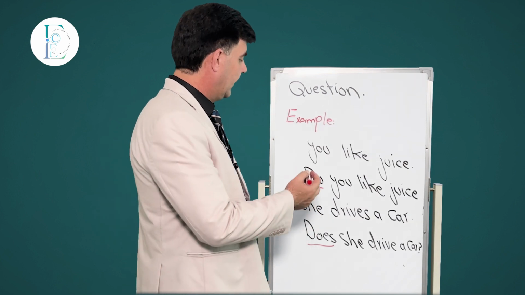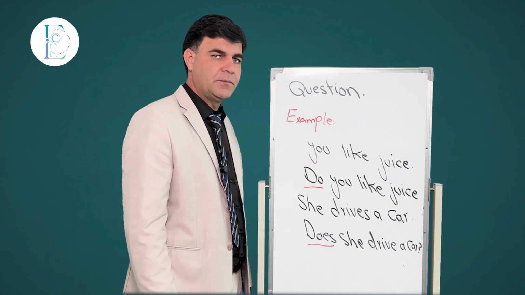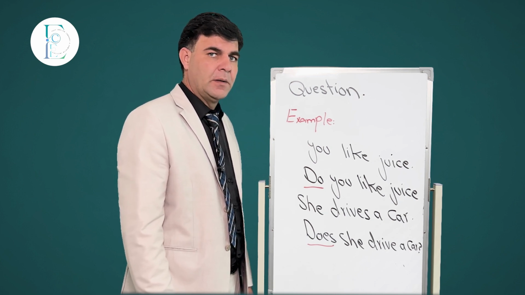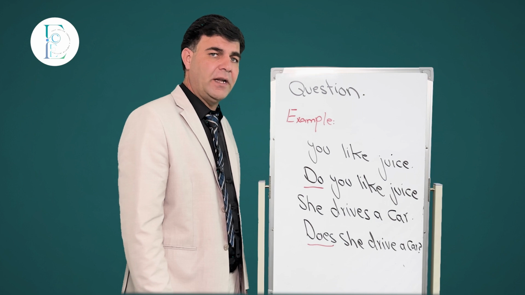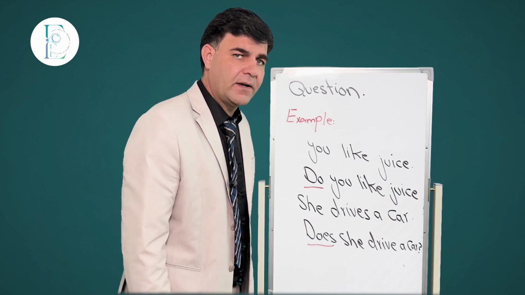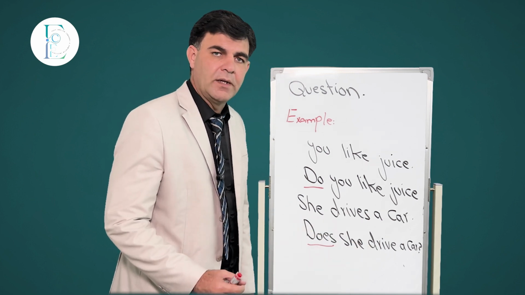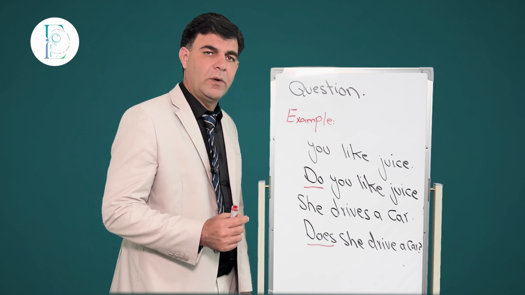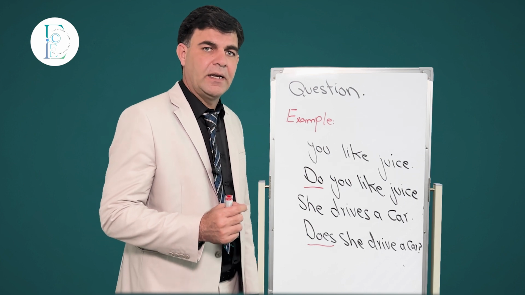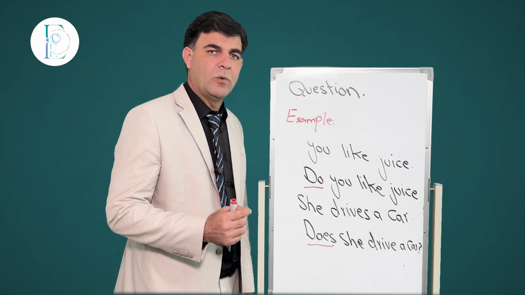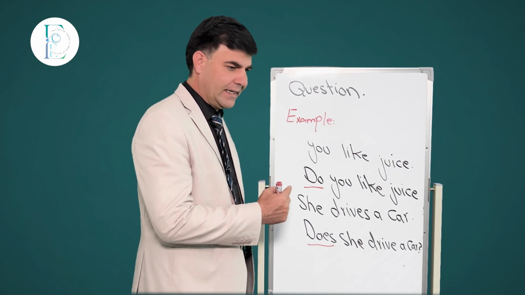Very simple. Example: you like juice. With you, normally we use do. Do you like juice? But if we have she drives a car, with she, does she drive a car? We use do with I, you, they, we, and plural names. We use does with he, she, it, singular name when we want to make a sentence a question in present simple tense. I hope it's clear till now.